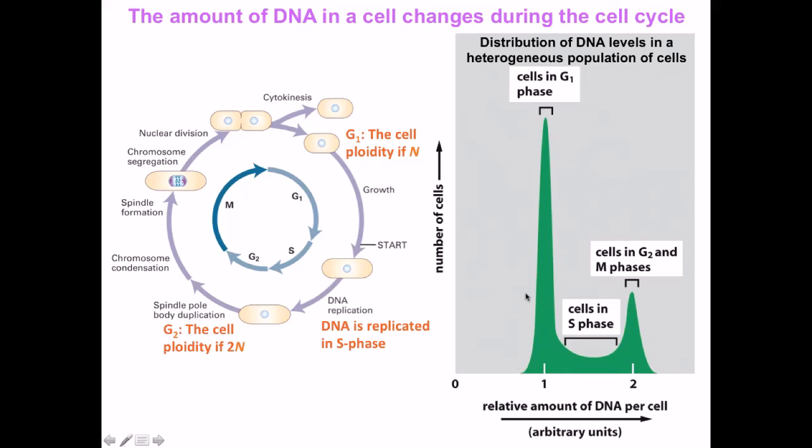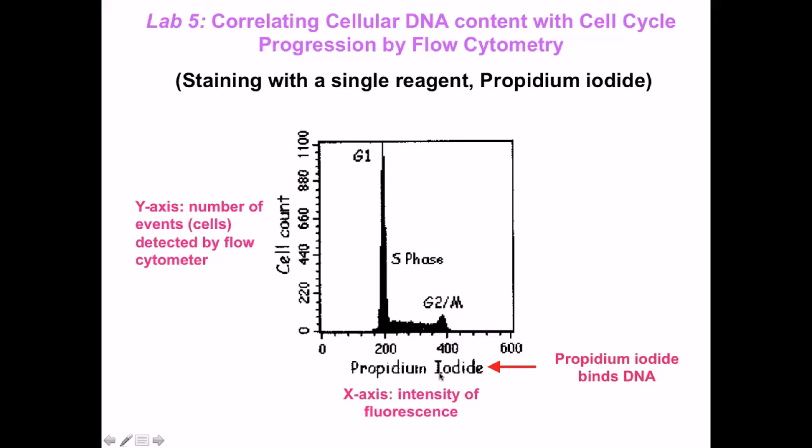So this is a histogram. This is showing the number of cells that have one quantity of DNA, marked here by 1, versus the cells that have already gone through S phase and are now present in G2. So they have now 2n DNA, and then the ones in the middle are in the S phase. So let's take a closer look at some actual data.